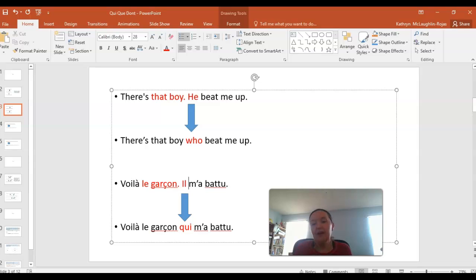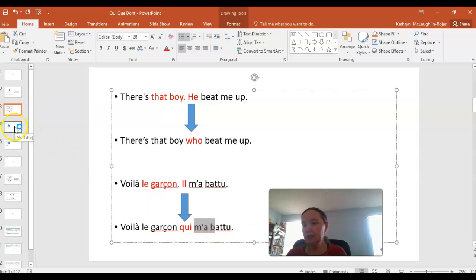He beat me up. But I want to combine this now into one word that's going to join the entire thing into one sentence. Voilà le garçon qui m'a battu. Again, I have in English, who, followed by the verb, beat me up. Who beat? And in French, qui a battu, qui m'a battu. Who beat me up. Okay.